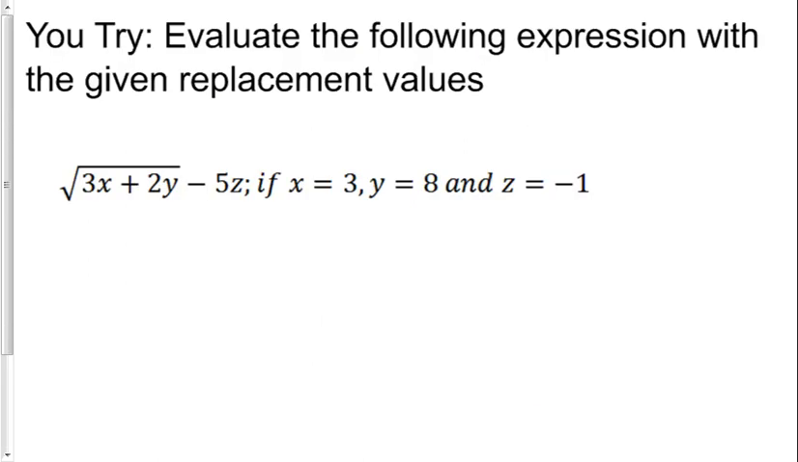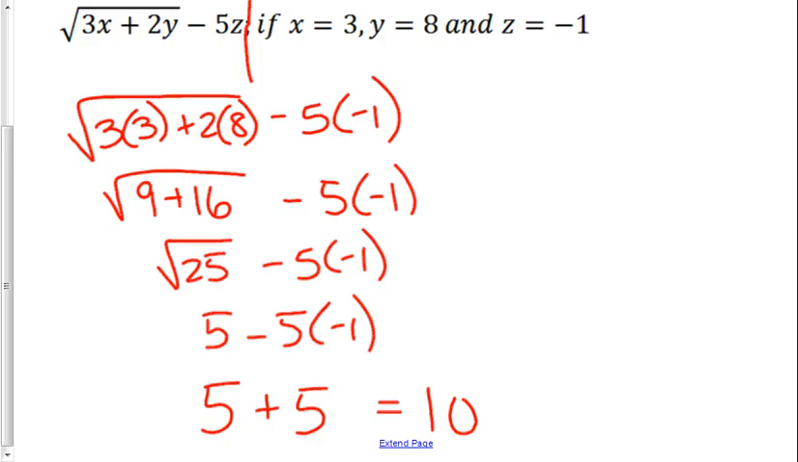All right, here's your turn. Okay, pause the video now and try it. All right, here we go. Square root of 3x plus 2y minus 5z. Once again, find that semicolon, draw a line through it so you don't miss that last variable. Plug in our values.